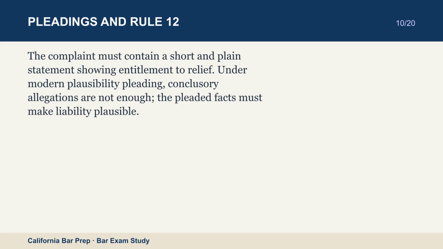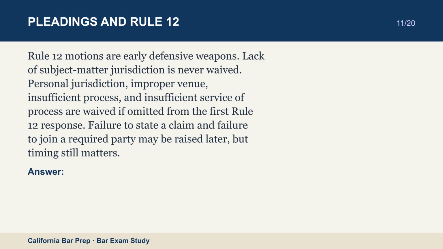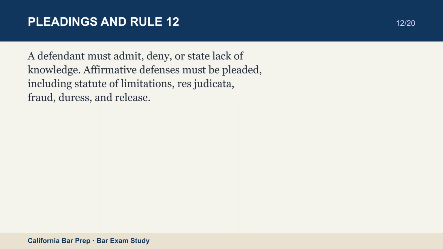Rule 12 motions are early defensive weapons. Lack of subject matter jurisdiction is never waived. Personal jurisdiction, improper venue, insufficient process, and insufficient service of process are waived if omitted from the first Rule 12 response. Failure to state a claim and failure to join a required party may be raised later, but timing still matters. Answer. A defendant must admit, deny, or state lack of knowledge. Affirmative defenses must be pleaded, including statute of limitations, res judicata, fraud, duress, and release.